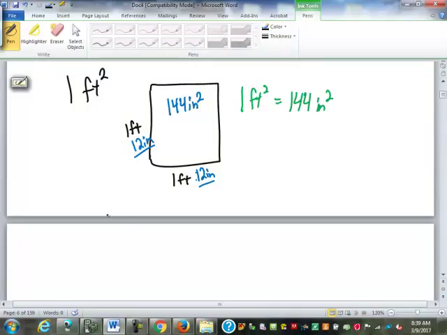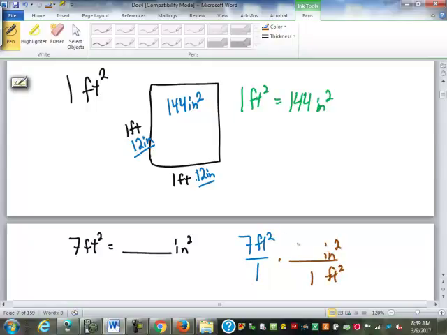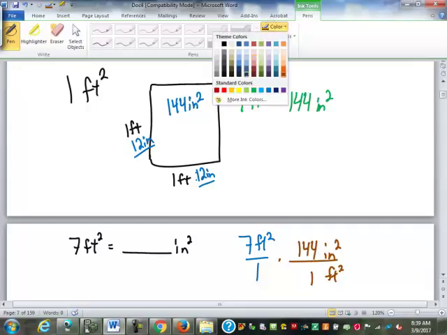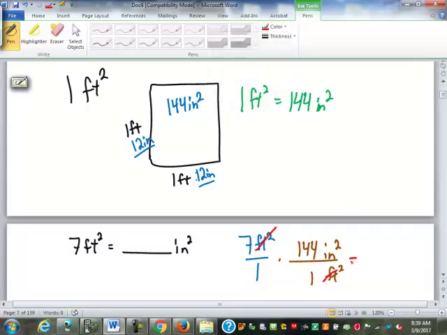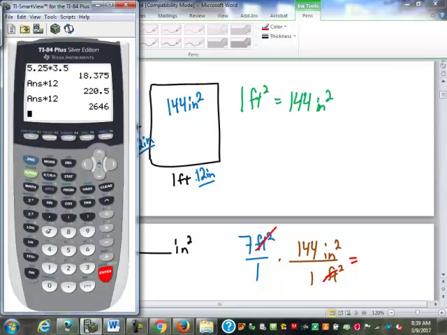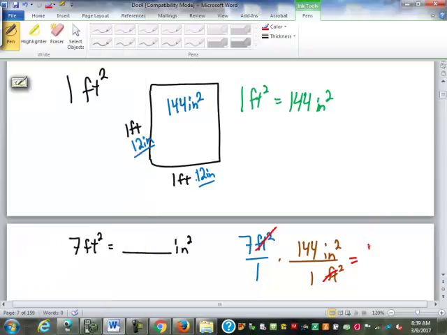So if I have 7 square feet and I want to convert that into square inches, I'm going to do 7 square feet over 1. Square feet into square inches. 1 square foot is 144 square inches. Square feet cancel out. That is 7 times 144. 1,008 square inches.